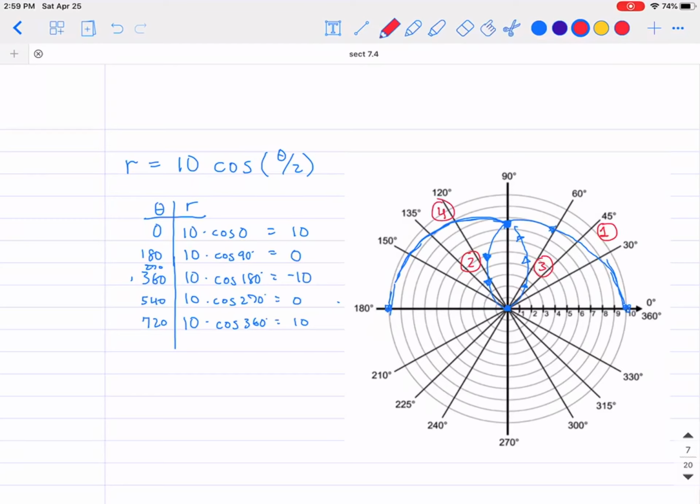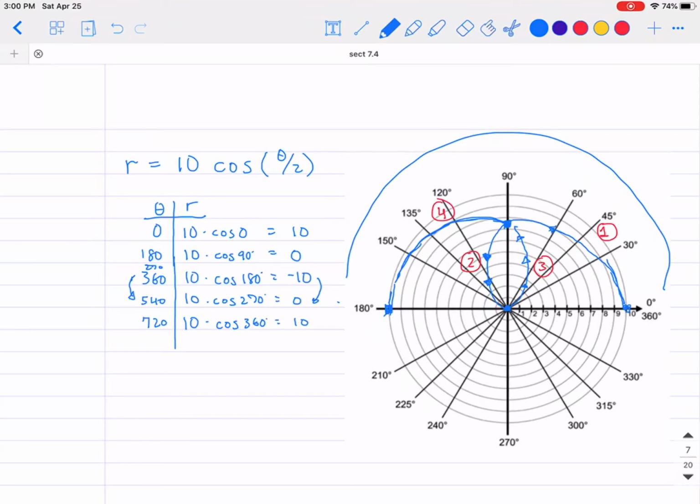So this right here is going to be your first curve, and then this is going to be your second curve, and then this is going to be your third curve, and then this is going to be your fourth curve. Okay, so let's now look again from 360 to 540. From 360 to 540, that's the same thing as saying quadrant 1 and quadrant 2 once again. So that means we're going to be looking at this part right here.